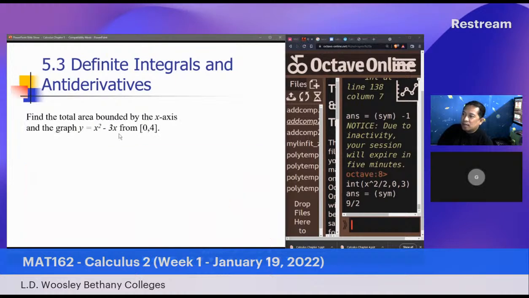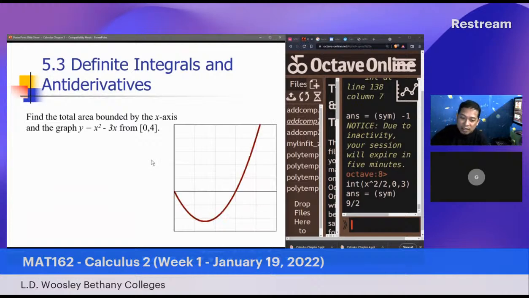Find the total area bounded by the x-axis and the graph y is equal to x squared minus 3 from 0 to 4. Ayun na naman tayo, may negative na naman. Let's be careful now. From 0 to 3, negative siya. Kaya magkakaroon tayo ng negative value doon, no? And then magiging positive siya pagdating ng 3 to 4. Okay ba? Sige, kindly solve the area.